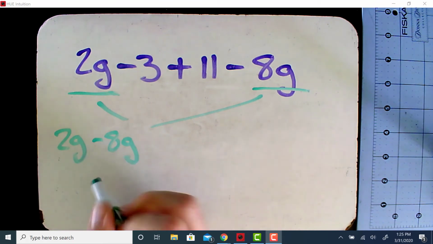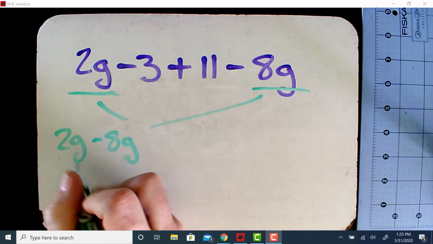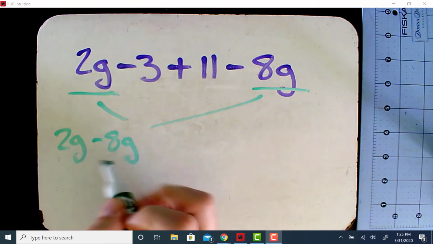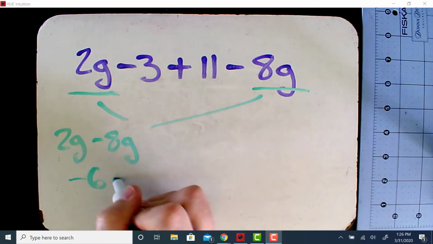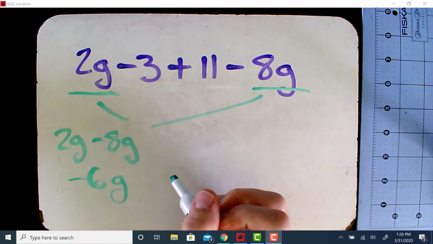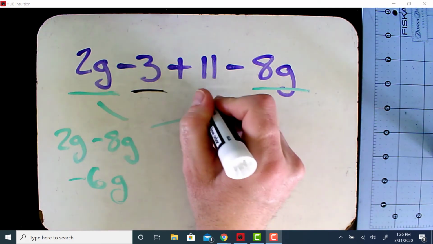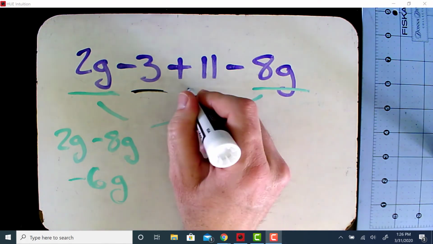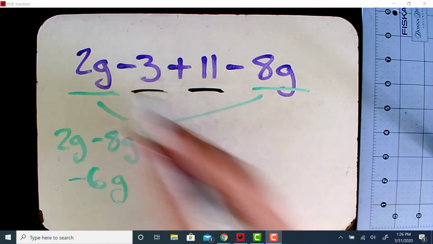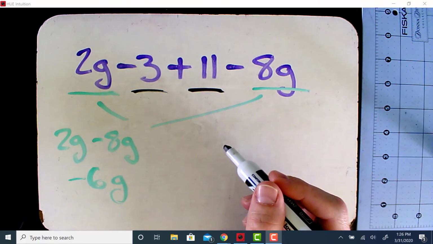So I've got 2g minus 8g. That would get me, well, let's see, 2 minus 8 gets me negative 6g. Now I look to see if I've got any other like terms in the problem. I've got a negative 3 and a plus 11. Those are both constants. That means they are like terms.